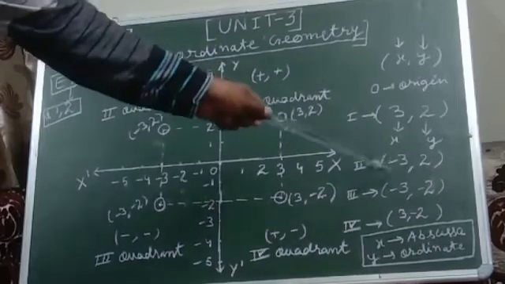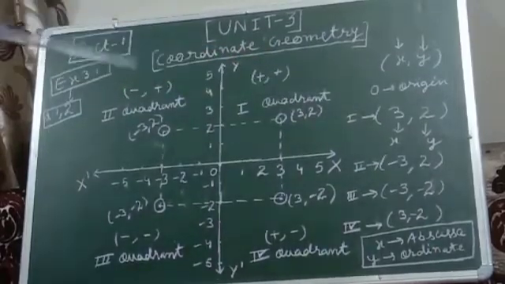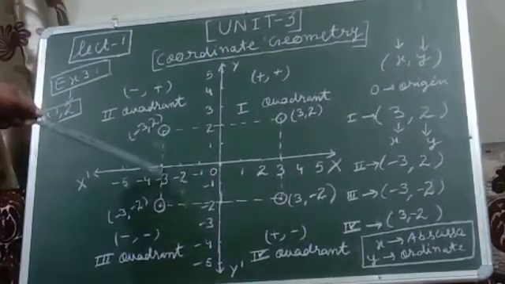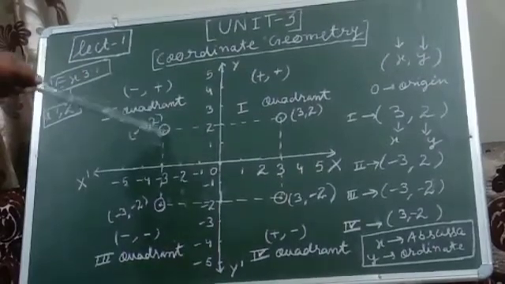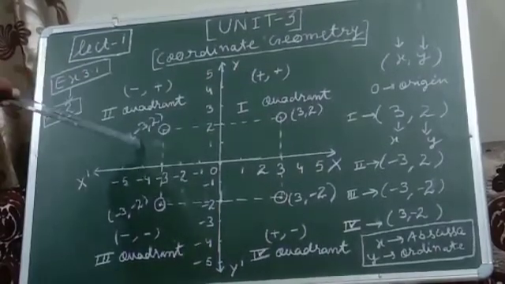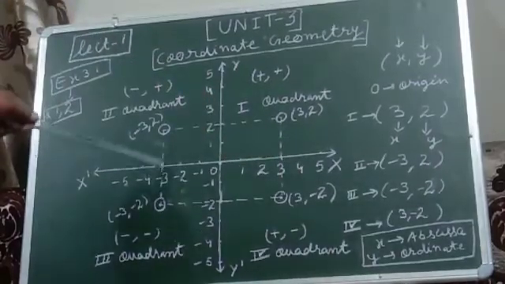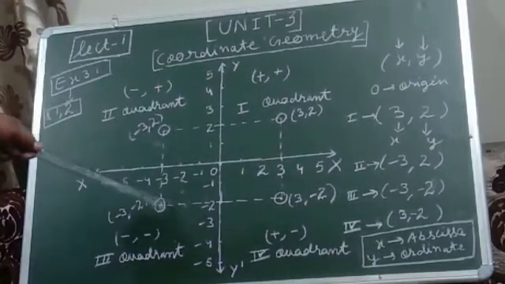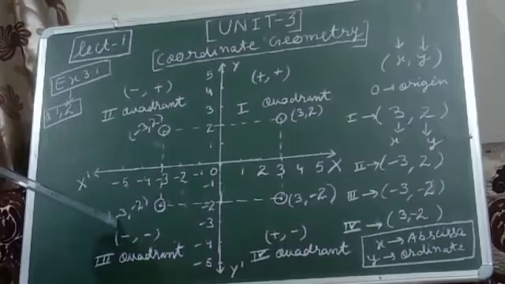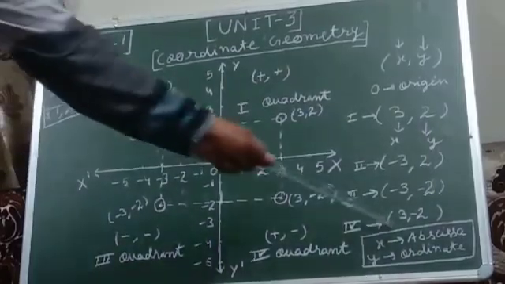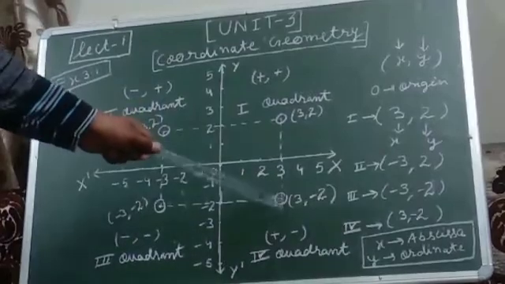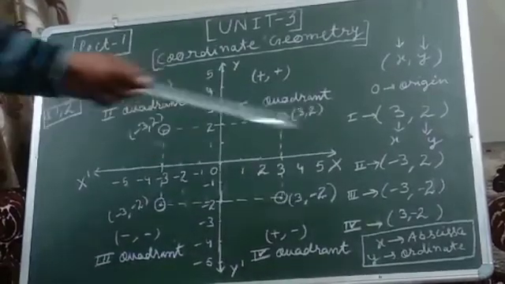Now I want to show (-3, 2), meaning x is minus 3. So here x is minus 3, here y is 2. This point will represent (-3, 2). Now I want to show (-3, -2). This is minus 3 and this is minus 2. So this point will represent (-3, -2). Now I want to show (3, -2). This is 3, this is minus 2. So this point represents (3, -2).